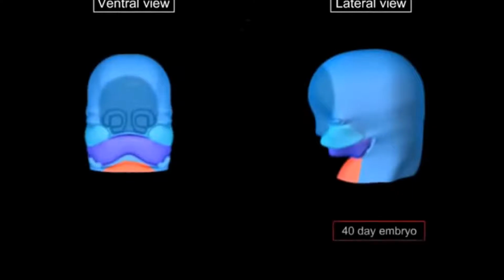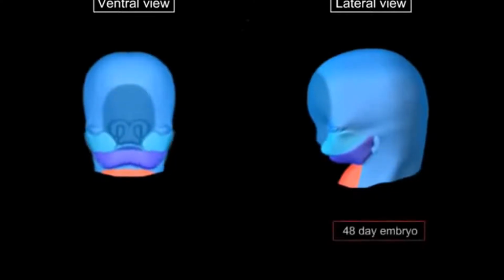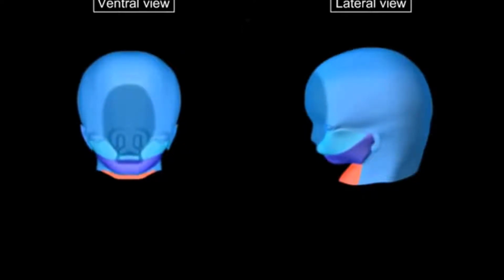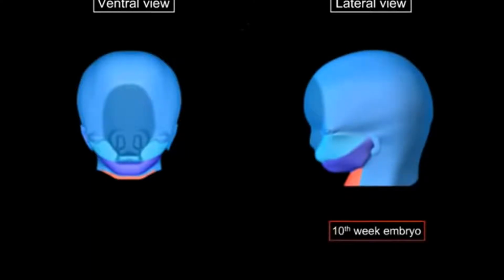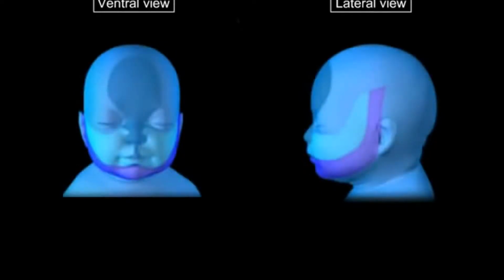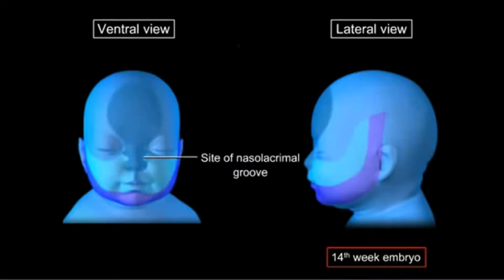The maxillary prominences continue to increase in size and, laterally, merge with the mandibular prominences to form the cheek. Medially, they compress the medial nasal prominences toward the midline and finally fuse with them to form the upper lip. The upper lip is formed by the 2 medial nasal prominences and the 2 maxillary prominences. The medial nasal swellings enlarge, grow medially and merge with each other in the midline to form the intermaxillary segment.